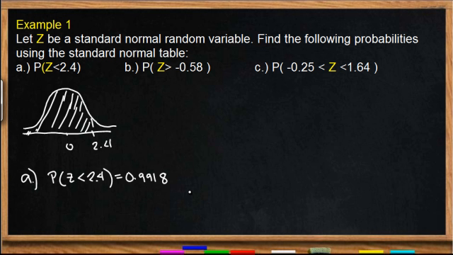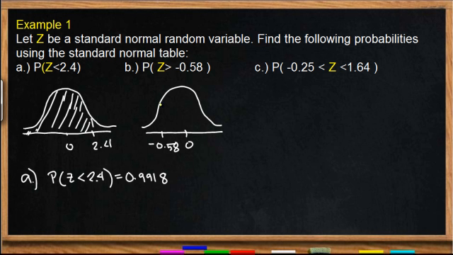0.9918. How about the probability that z is less than negative 0.58? So, for negative 0.58, let us look at our curve. Where is negative 0.58? It is to the left of 0, so more or less somewhere here. Negative 0.58. But what curve are we looking for?